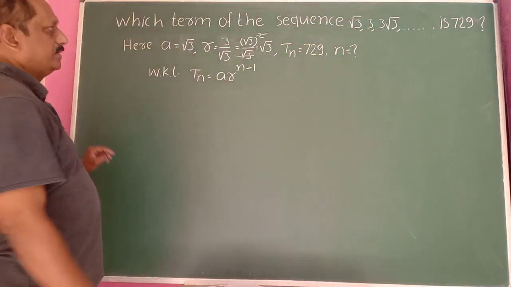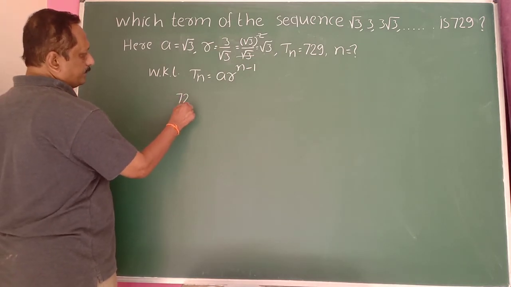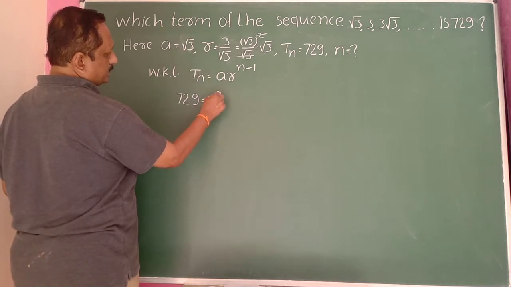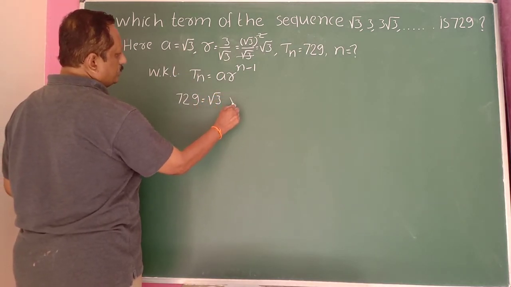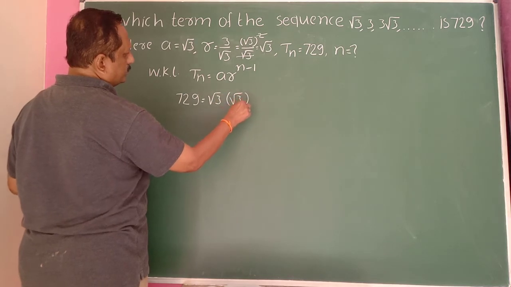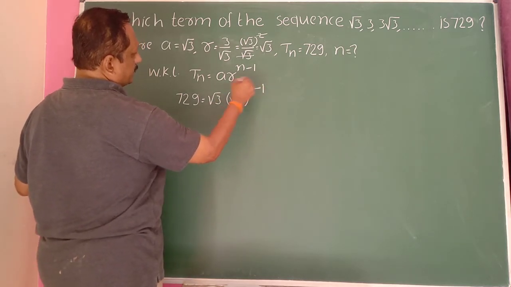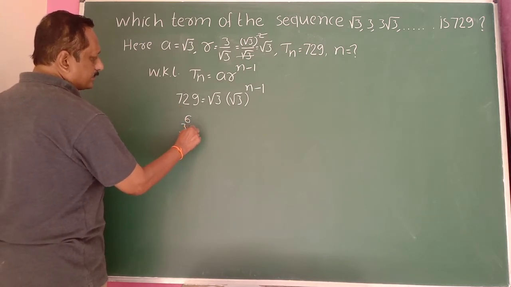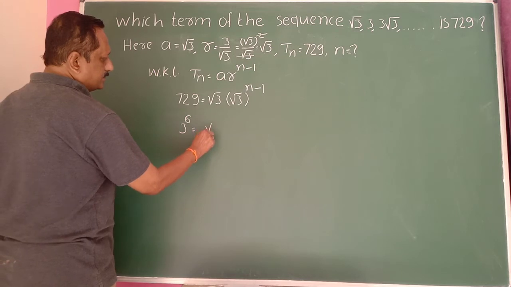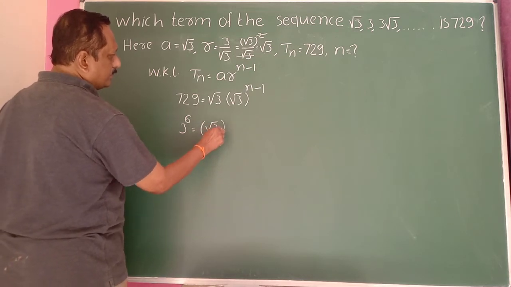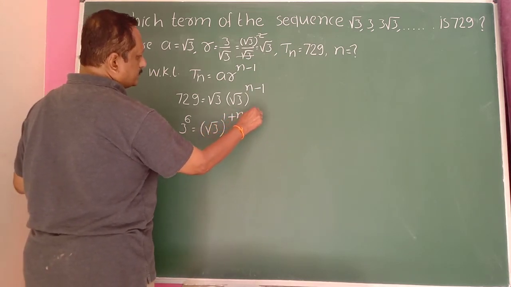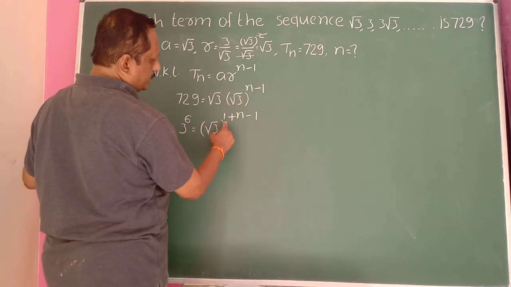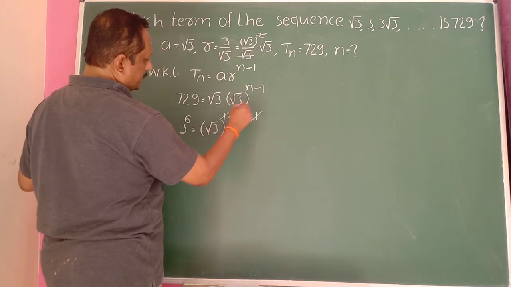Again, this is the formula. So 729 is equal to a, which is root 3, into root 3 raised to n minus 1. Therefore, 729 means 3 raised to 6. Here the bases are the same: root 3 raised to 1 plus n minus 1. Root 3 raised to 1 times root 3 raised to n minus 1 gives 1 plus n minus 1. The plus 1 and minus 1 cancel.